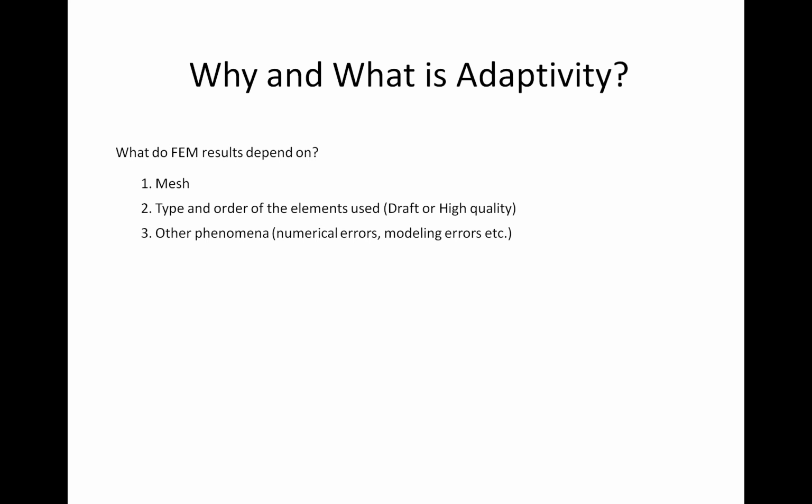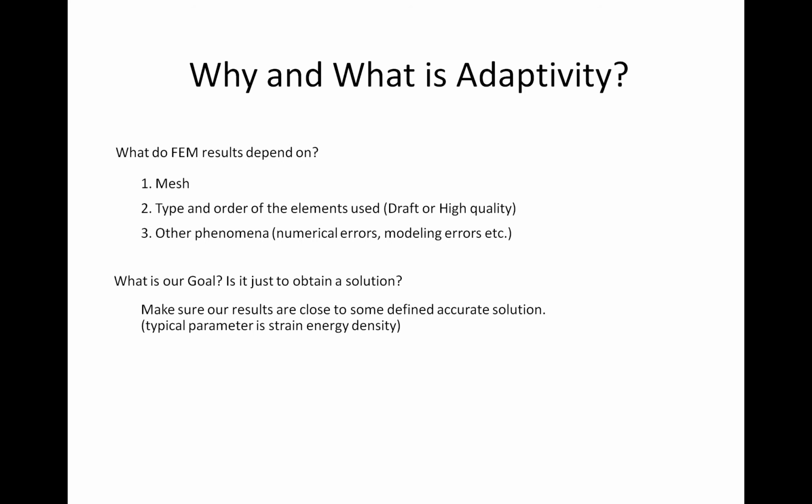There are also other phenomena that can affect the results: numerical errors, modeling errors, maybe even user error, and you have errors in your system and that sort of thing. Also, you have to understand what your goal is if you're going to understand adaptivity and why to use it. What's our goal when you run a study? Is it just to get some numbers, just to get some pretty colors on your screen? Obviously not. We want to get results that are accurate. How do you define accuracy? How do you gauge that?